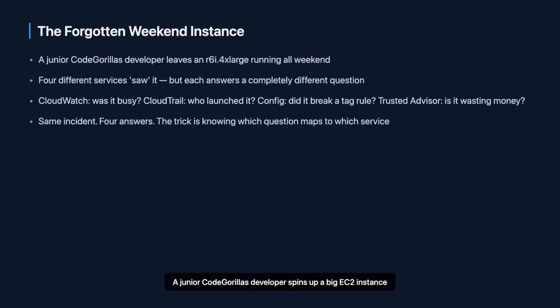Picture this: a junior Code Gorillas developer spins up a big EC2 instance on Friday afternoon, an R6i.4xlarge, and forgets to shut it down. It runs all weekend, burning money. Now here's the interesting part. Four different services saw that instance, but each one would tell you something completely different about it.